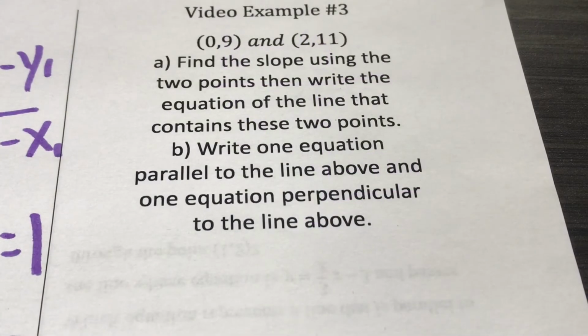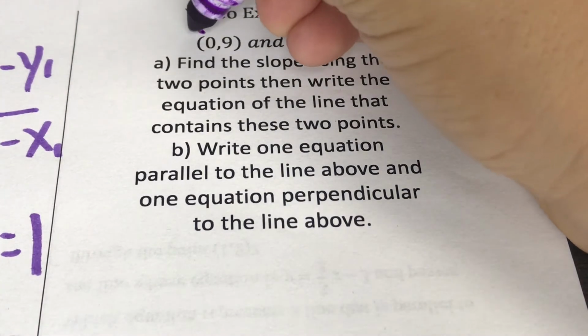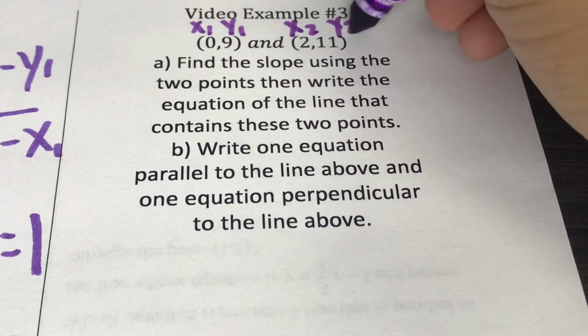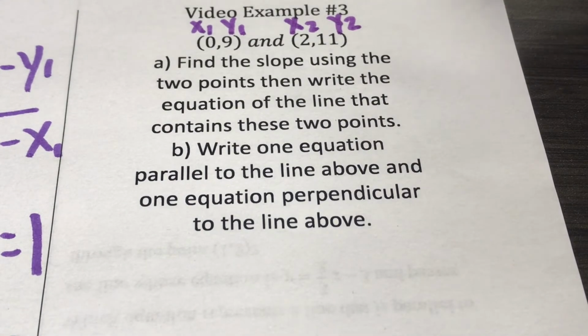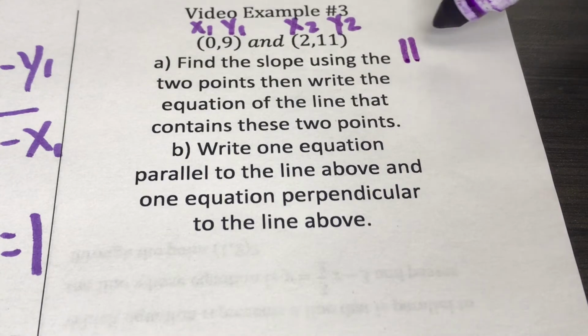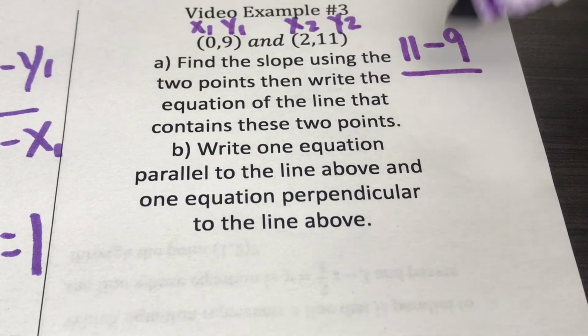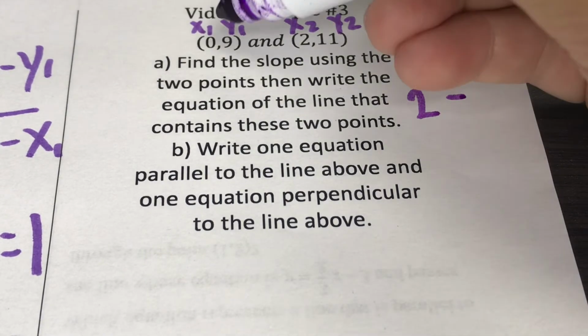For our last example, we're going to put both previous examples together. So for part A, let's find the slope of the line using 2 points, then write the equation of the line with the given 2 points. So let's label our points as x1, y1, and x2, y2. We'll plug it into our formula. y2, 11, minus y1, 9, all over x2, 2, minus x1, 0.